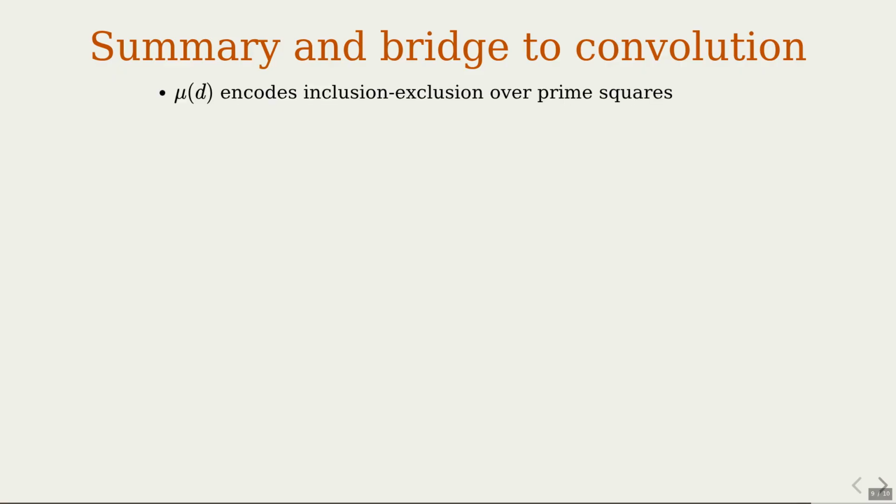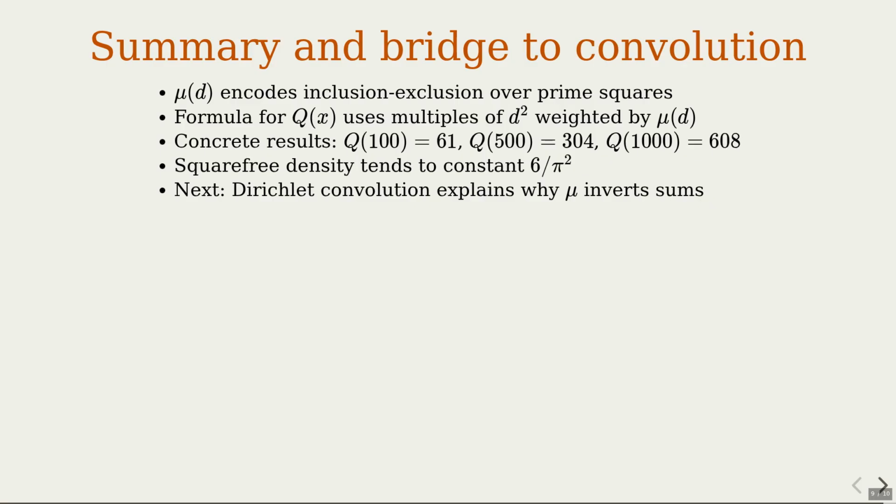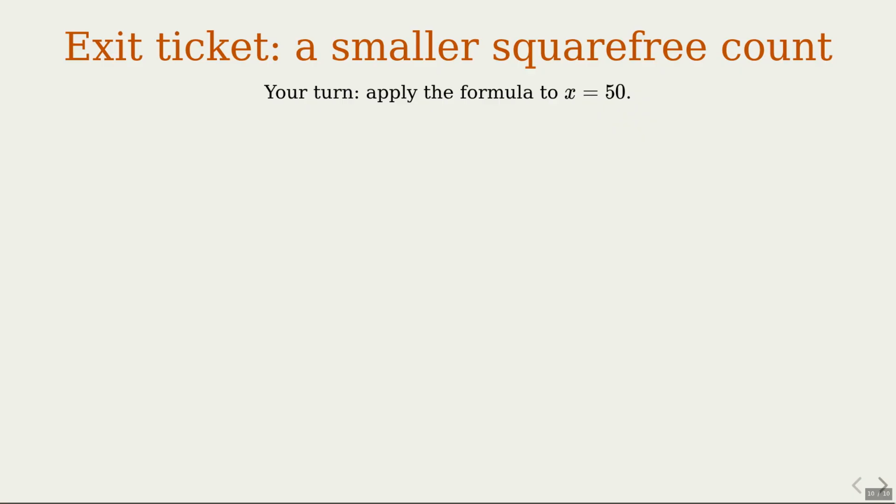Mu of d encodes inclusion-exclusion over prime squares. The formula for Q of x uses multiples of d squared weighted by mu of d. Concrete results: Q of 100 equals 61, Q of 500 equals 304, and Q of 1000 equals 608. Square-free density tends to the constant 6 over pi squared. In the next lectures, we will set up Dirichlet convolution, which turns the Möbius function into a precise inverse for certain arithmetic sums.